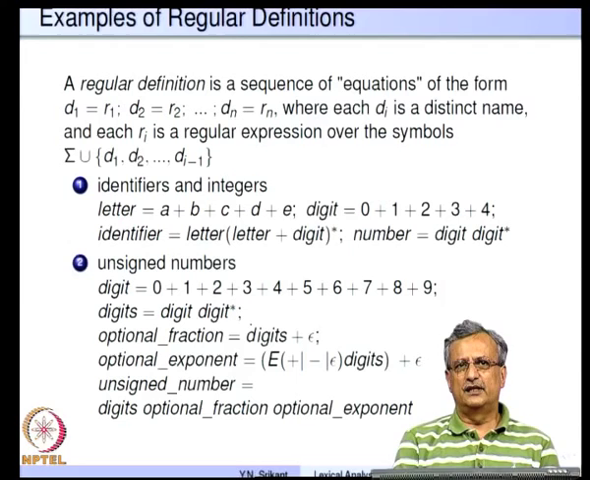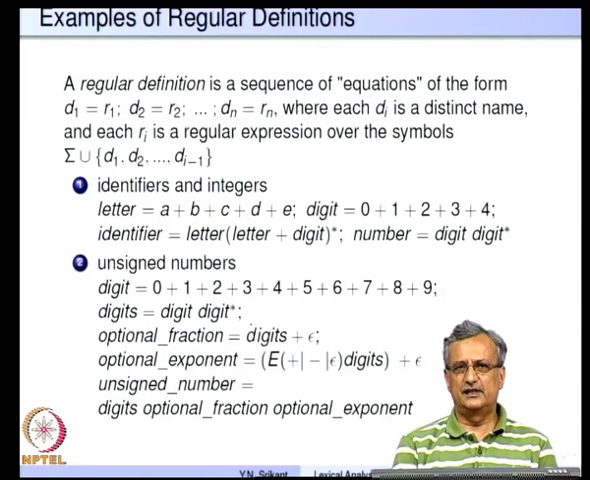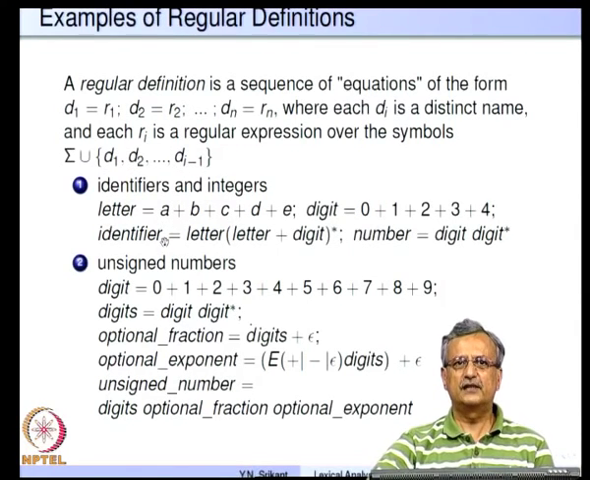So, one level above the regular expression is a regular definition. A regular definition is really a sequence of equations, and this is used as a shorthand for writing specifications of lexical analyzers. So, let us understand what these are. We have definitions of the form d 1 equal to r 1, d 2 equal to r 2, up to d n equal to r n, where each d i is a distinct name and r i is a regular expression. Each of these r 2, r 3 etcetera can use the previous d i in general. So, r i is a regular expression over the symbols sigma union d 1, d 2 up to d i minus 1. An example will make it very clear.